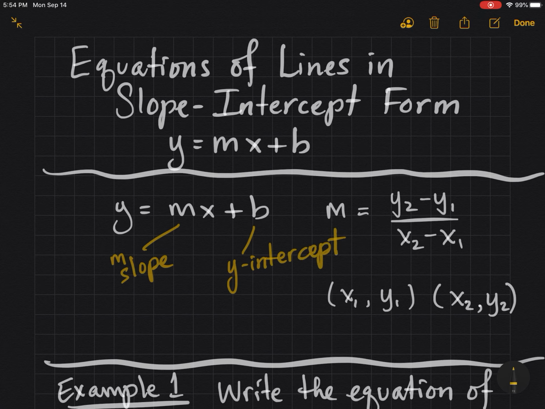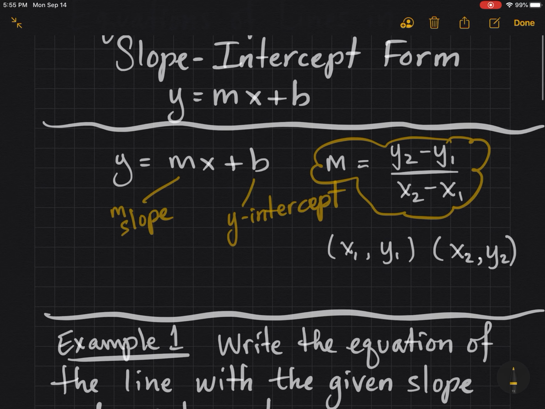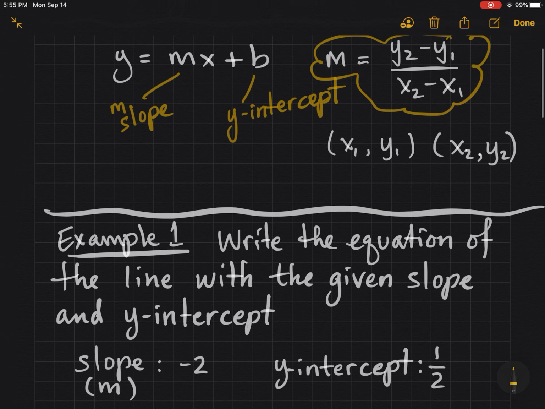So now, I also want you to remember this old formula. m equals y2 minus y1 over x2 minus x1. And that works if you have any two given points. Notice I labeled them x1, y1, and x2, y2. That's just like point 1 and point 2.